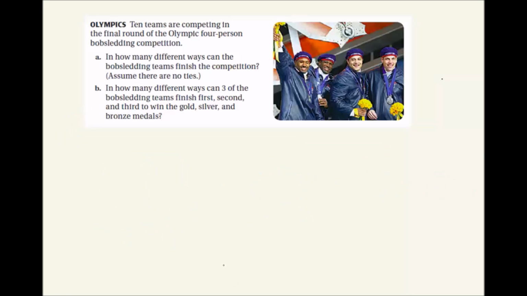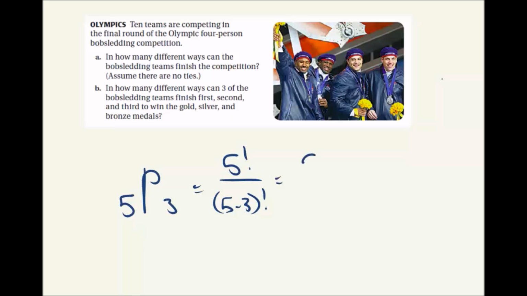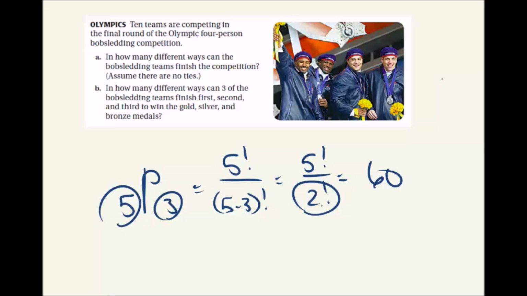So if you see a question like this, and it says 5P3, it says out of 5 objects, we want to know about 3 of them. So 5 minus 3. 5 factorial over 2 factorial is equal to 60. Because it says out of 5 objects, we care about 3 of them. We're going to divide by the remaining 2 that we don't care about and get 60.